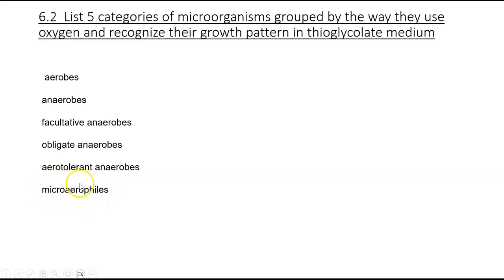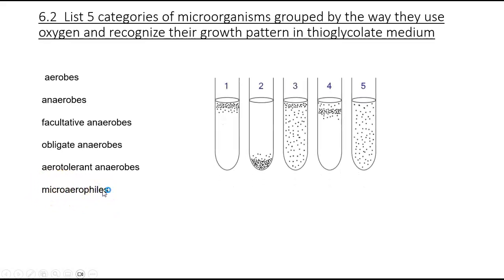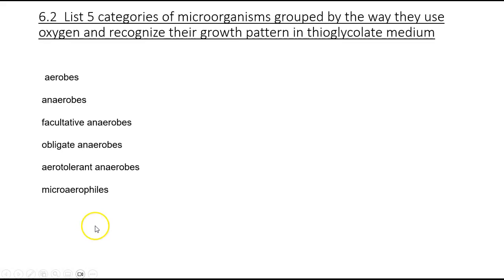So that might be a place like a swamp, where there might be a little bit of oxygen in the water in some places, but there's not a lot of oxygen. There's a low concentration of oxygen because the water's moving slowly and oxygen isn't dissolving into it very well. So these are organisms that like a small amount of oxygen.